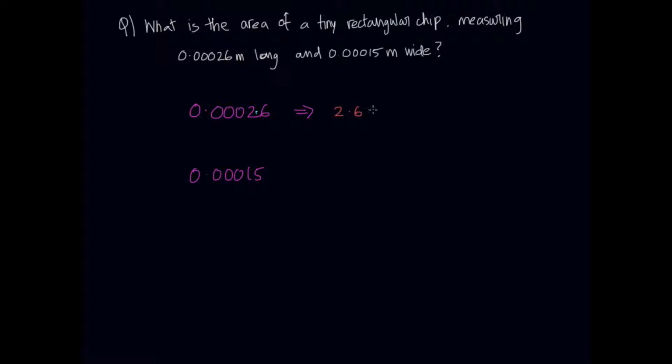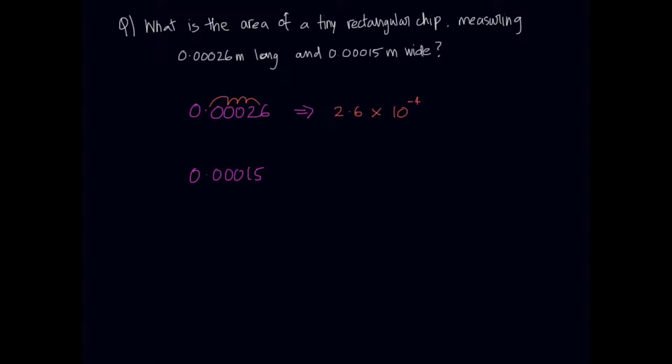Now that times 10 to some power has to return this value of 0.00026 to me. And in order to do that, I need the decimal to move 1, 2, 3, 4 places to the left. And remember, if you want it to move to the left, your exponent has to be negative. So negative 4. Okay, so that would be the scientific notation for this.